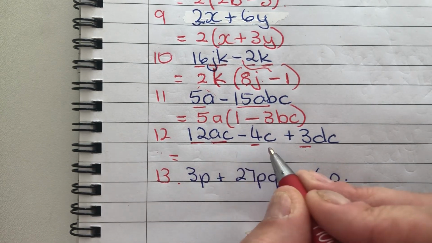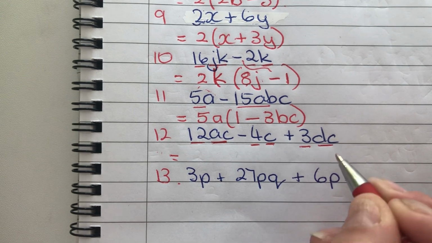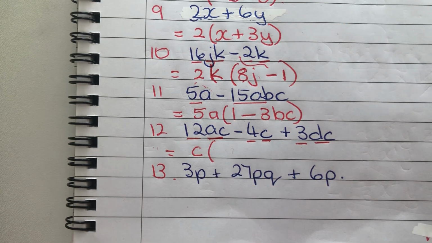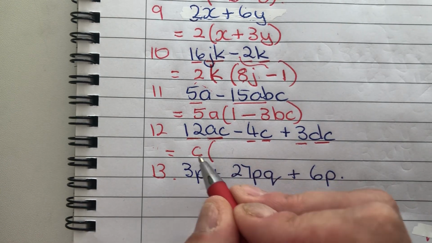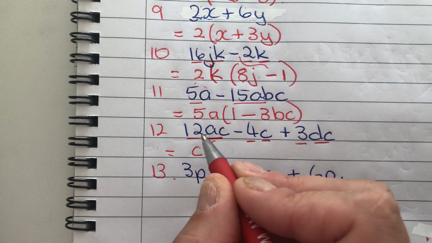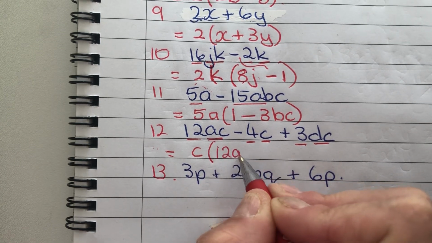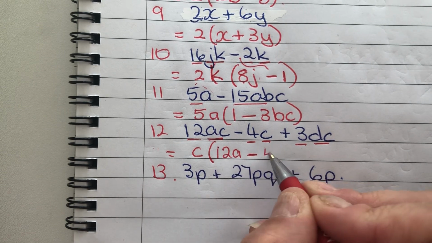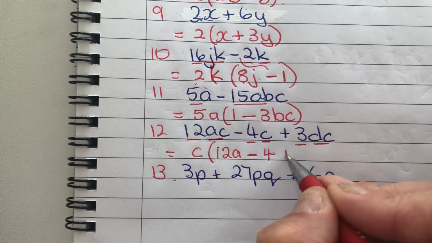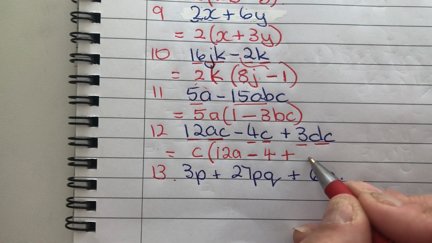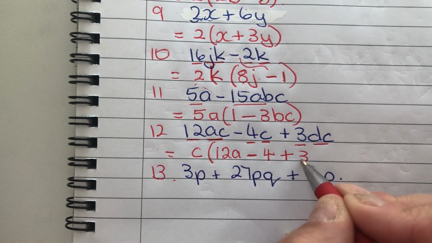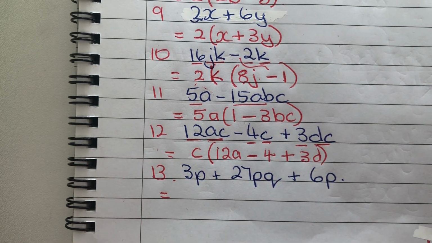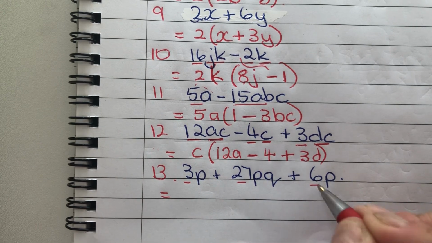Can we put a letter? AC, C, DC. Is there one that goes into all of those? Yes, it is C. So C times what makes 12AC? 12A. Put down your minus. C times what makes 4C? 4. Plus C times what makes 3DC? It's going to be 3D. All right, why don't you have a go at the last one by yourselves? I think there's a number that goes into all of these.